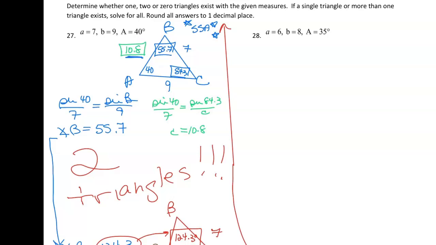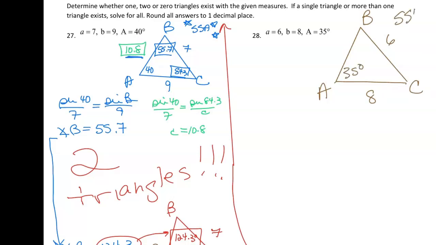Last problem. So draw this triangle for yourself. And again, I did A, B, C. And they initially told me that little a is 6, little b is 8, and angle A is 35. That gives me side-side-angle, possible ambiguous case. I have to use law of sines to find the missing angles, and I have to check and see whether I can get two triangles, one triangle, or 0 triangles.